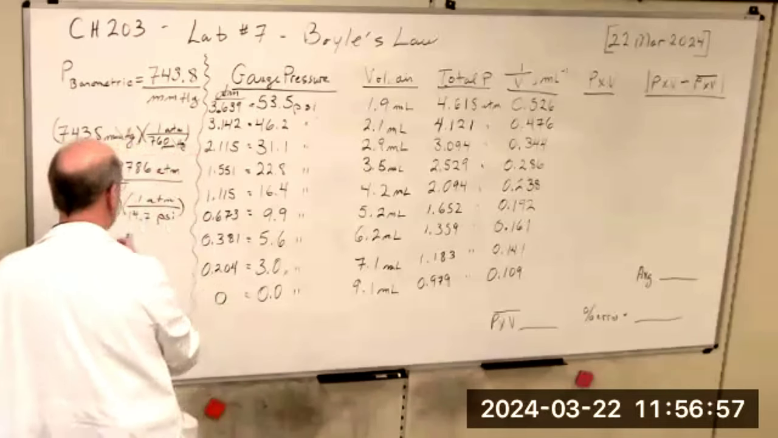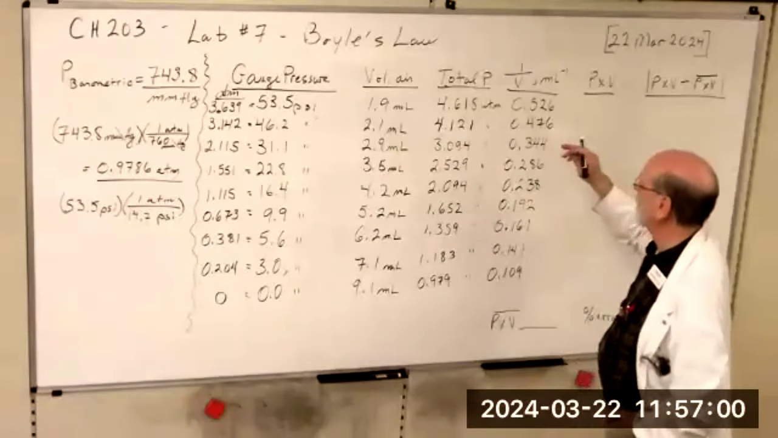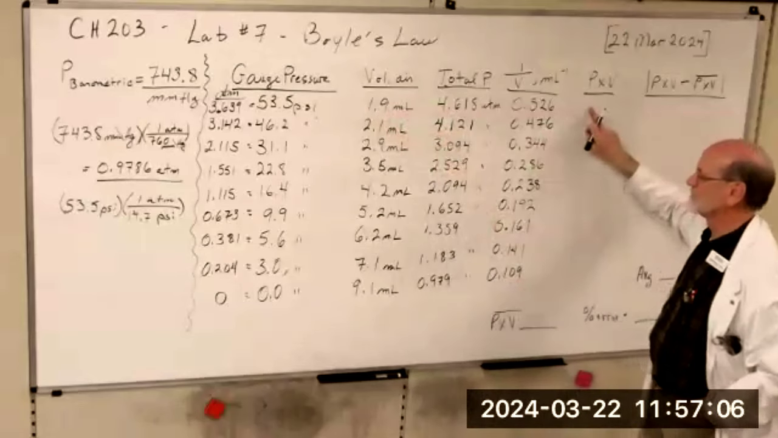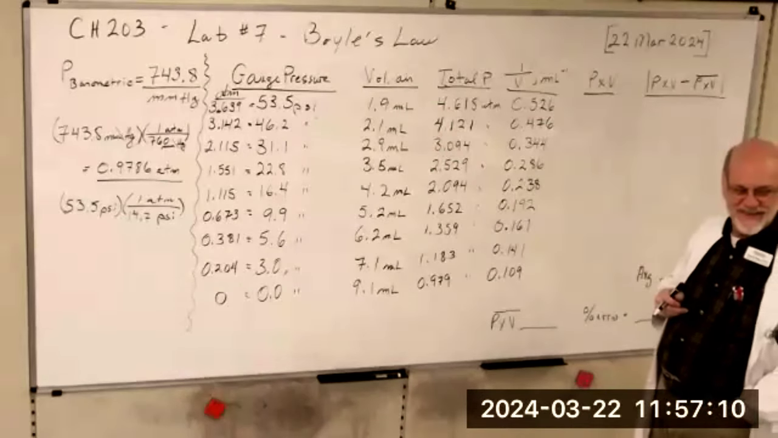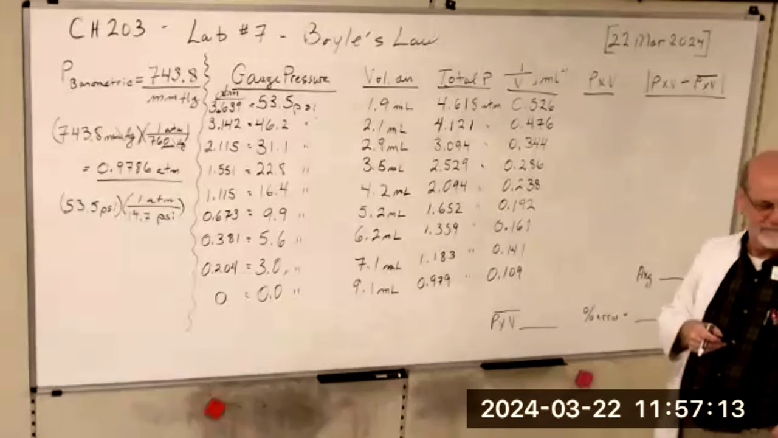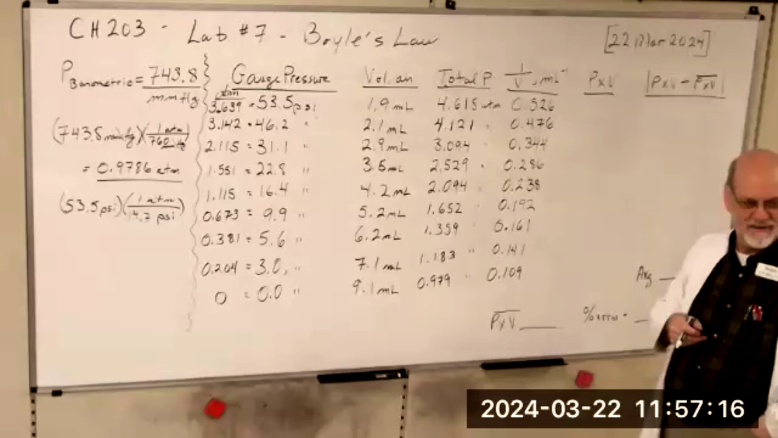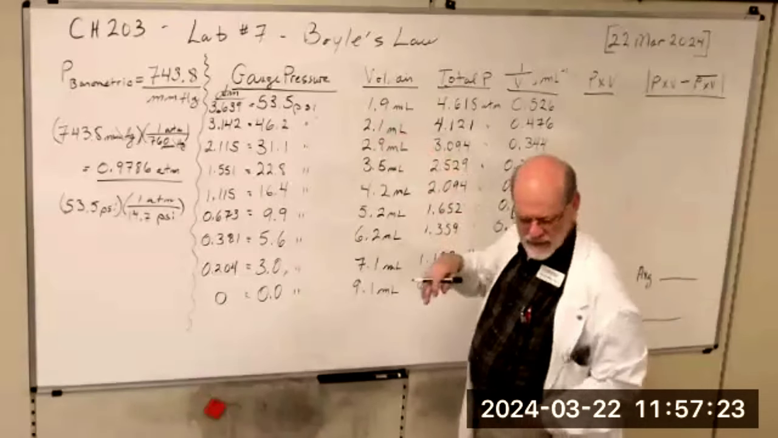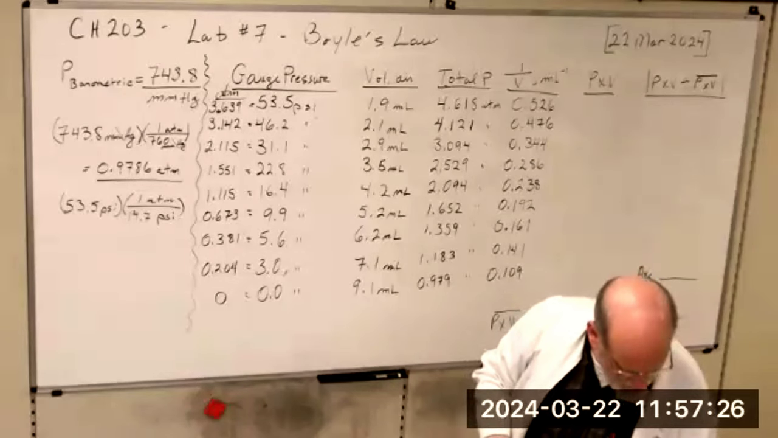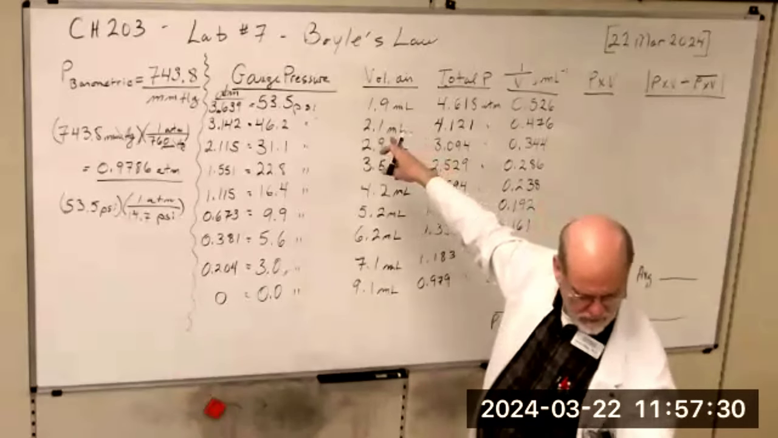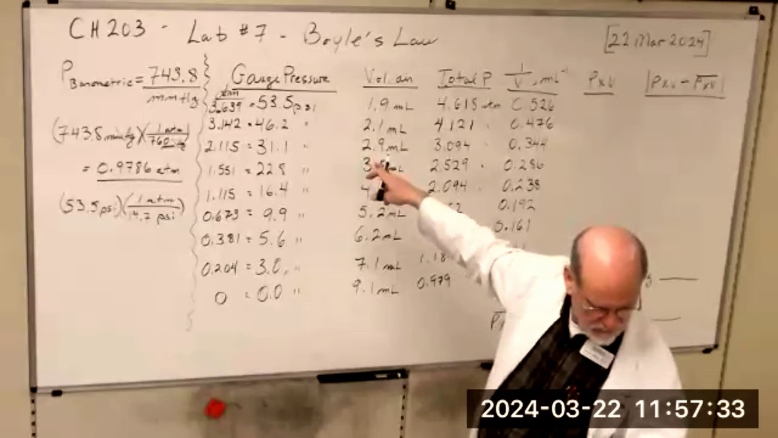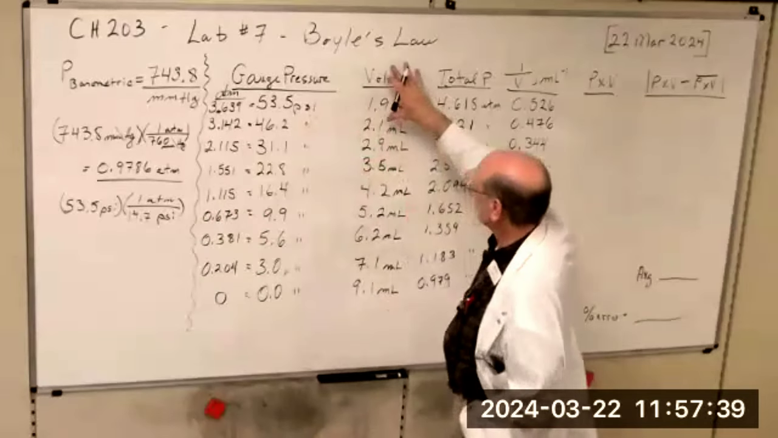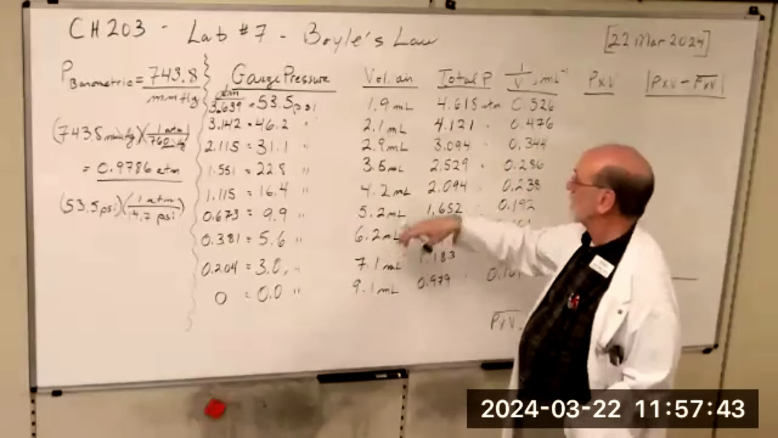Now we multiply the total pressure in ATMs times the milliliters that we just did. These two go in this space. A spreadsheet would be a lot easier. So the second column times the fourth column. Well, let me see. I'm not counting the column that we made. Right, you had an extra one out here. So it would be this column, volume of the air, times the total pressure.